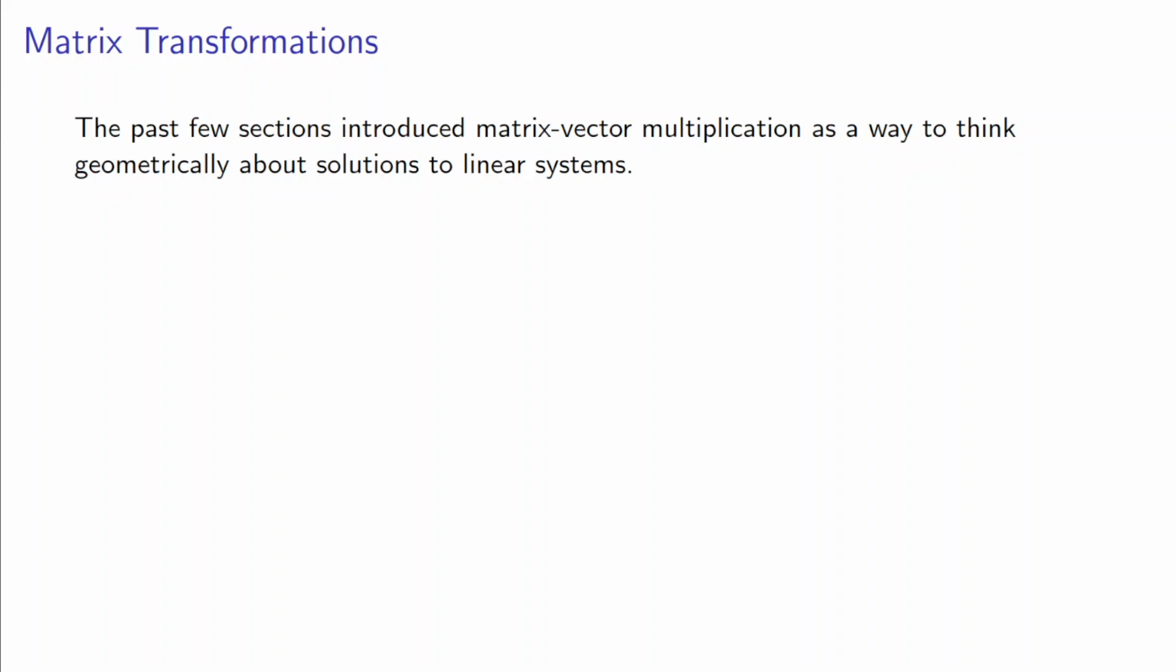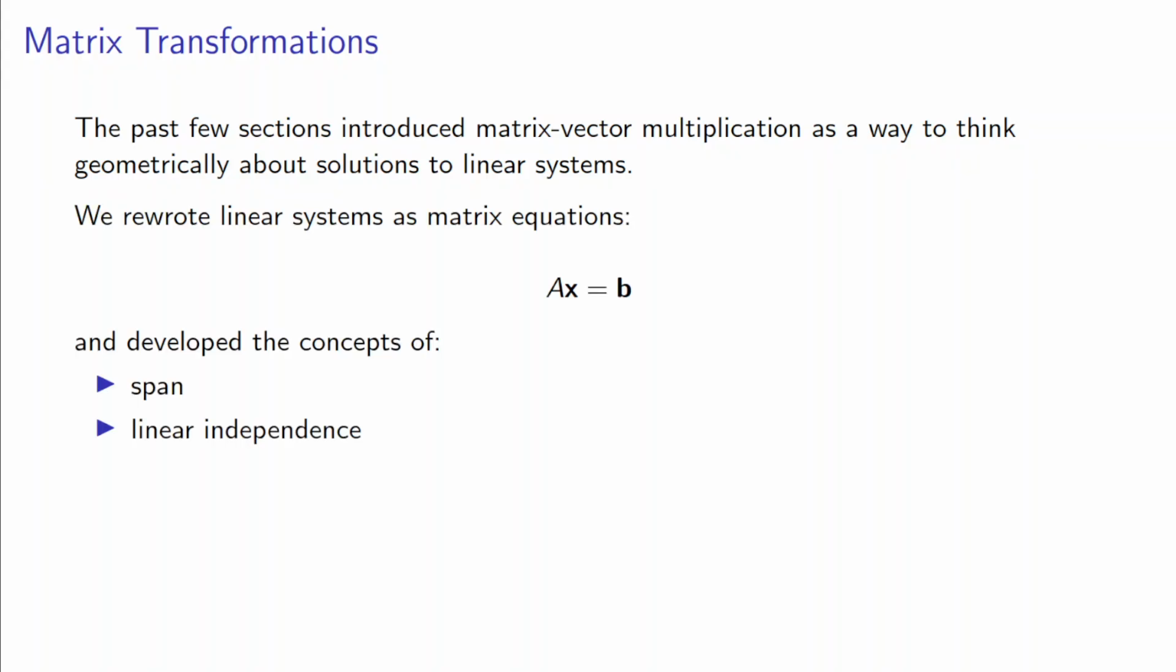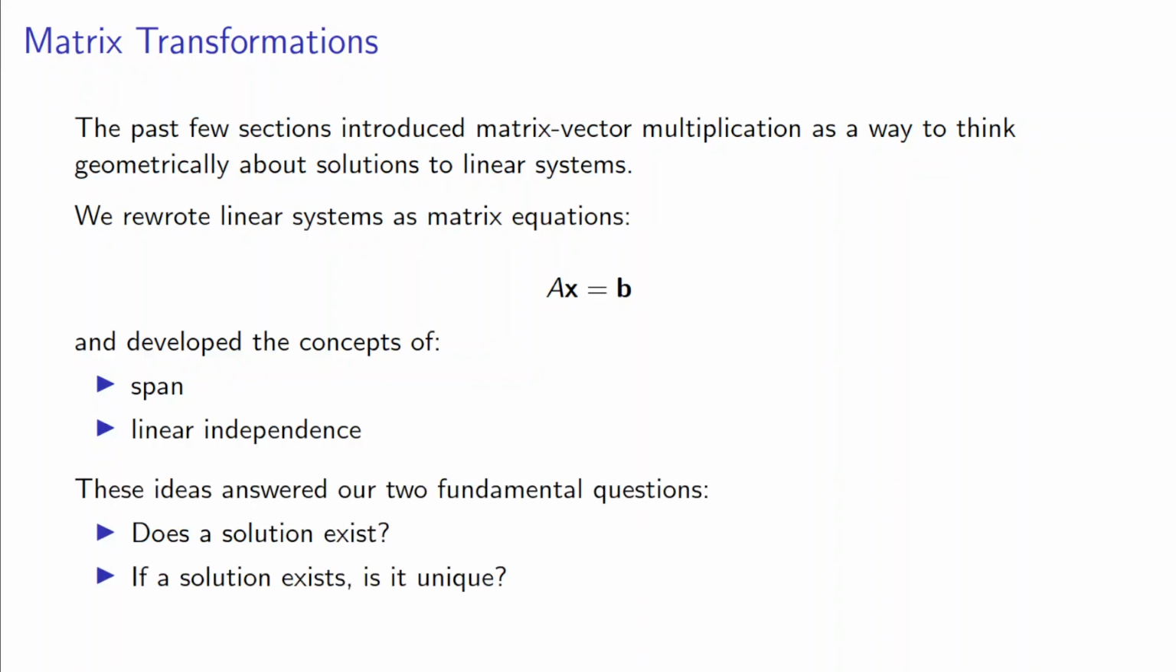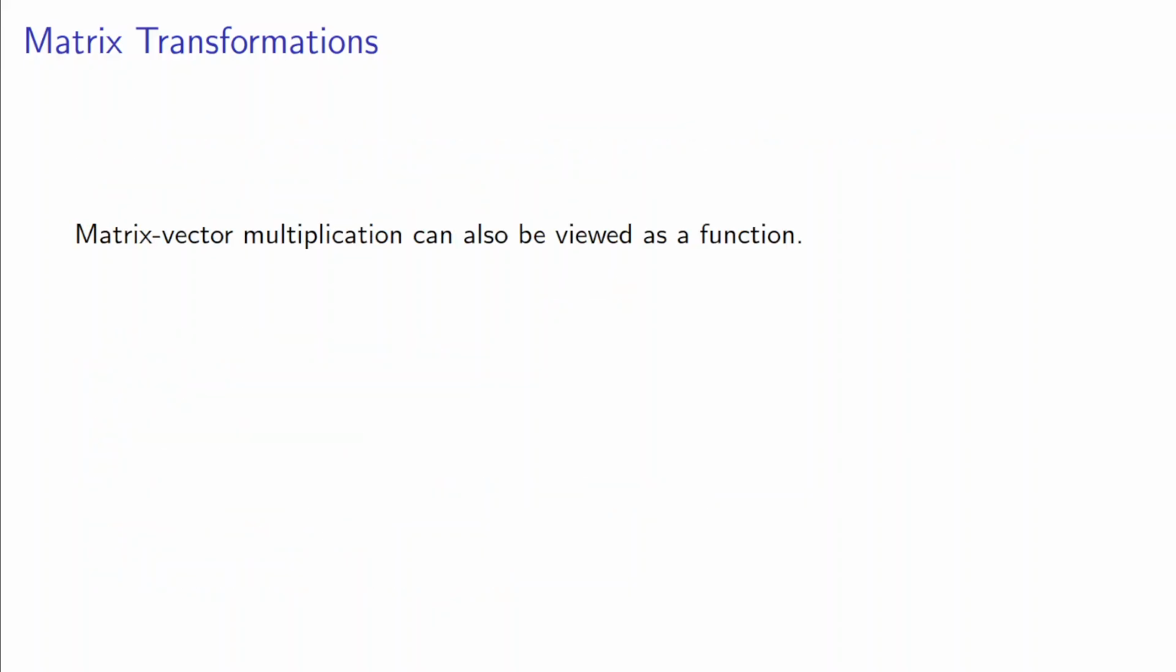The past few sections introduced matrix vector multiplication as a way to think geometrically about solutions to linear systems. We rewrote linear systems as matrix equations, AX equals B, and developed the concepts of span and linear independence. These ideas answered our two fundamental questions. Does a solution to that AX equals B equation exist? And then, if a solution exists, is it unique?